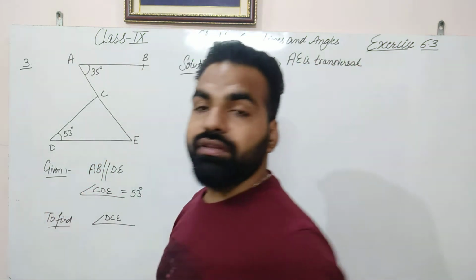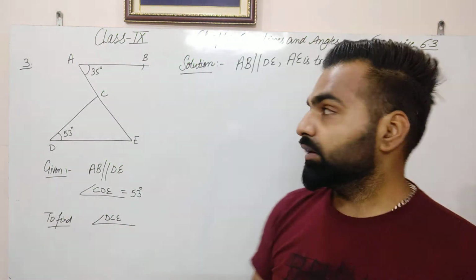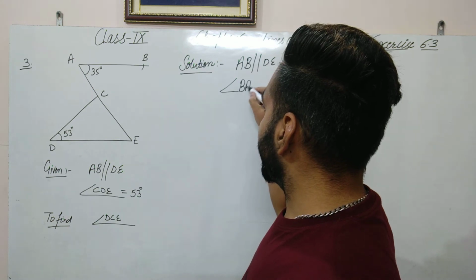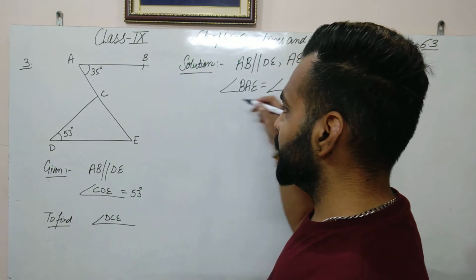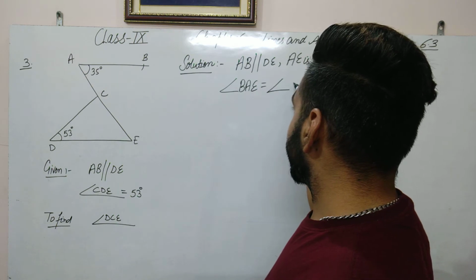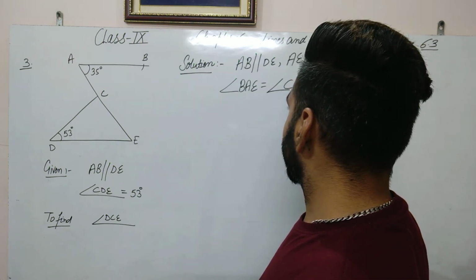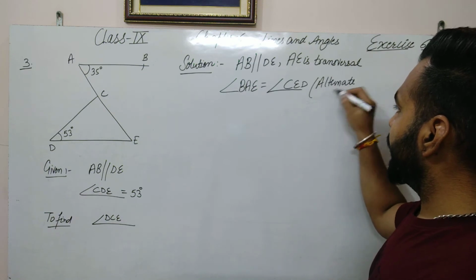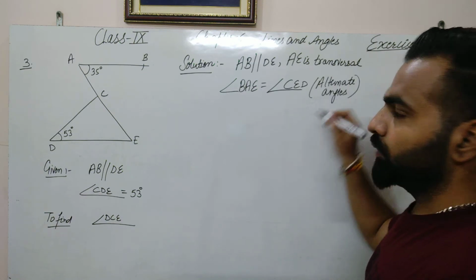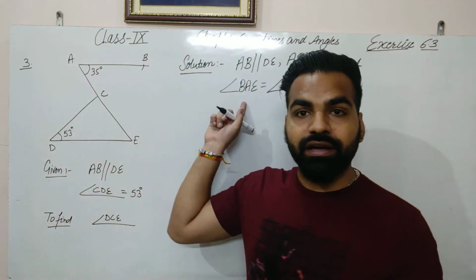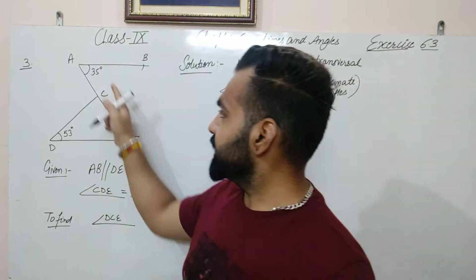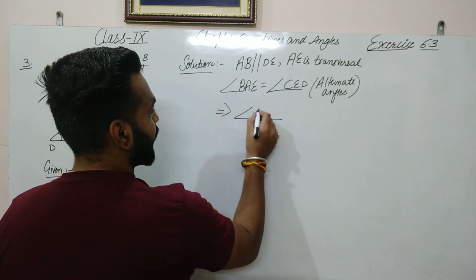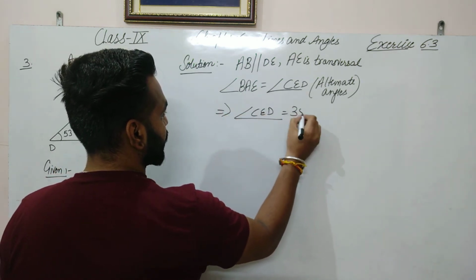And we know that if the lines are parallel, then alternate angles are equal. So this angle, angle BAE, will be equal to angle CED. They will form alternate angles. Clear? And what is the value of angle BAE? BAE is 35 degrees. So from here we can write angle CED is 35 degrees.